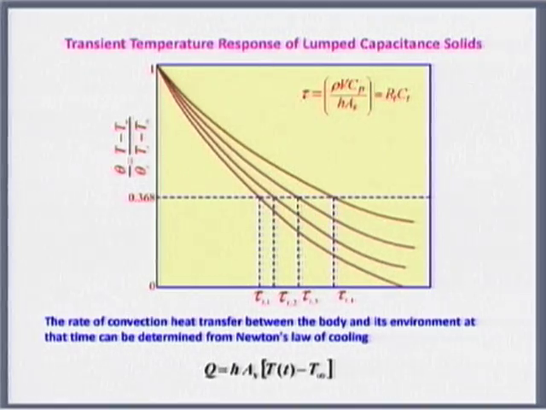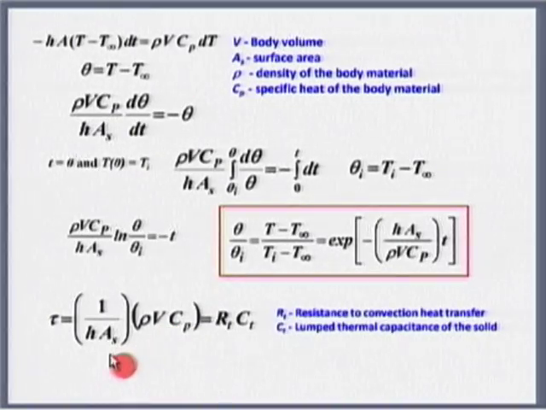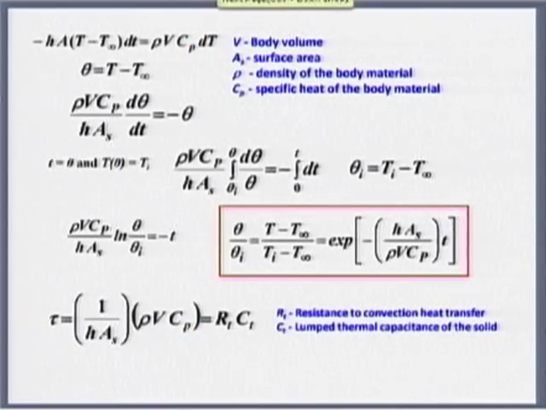Why is it responding fast? If it is having the lowest time constant, it means its hAs is large, so the resistance is less and the capacitance is also less. But if the time constant is large, it means either the resistance is large or ρVCp is large. So it is having more inertia; it takes more time to respond to outside changes in the environment or the temperature.